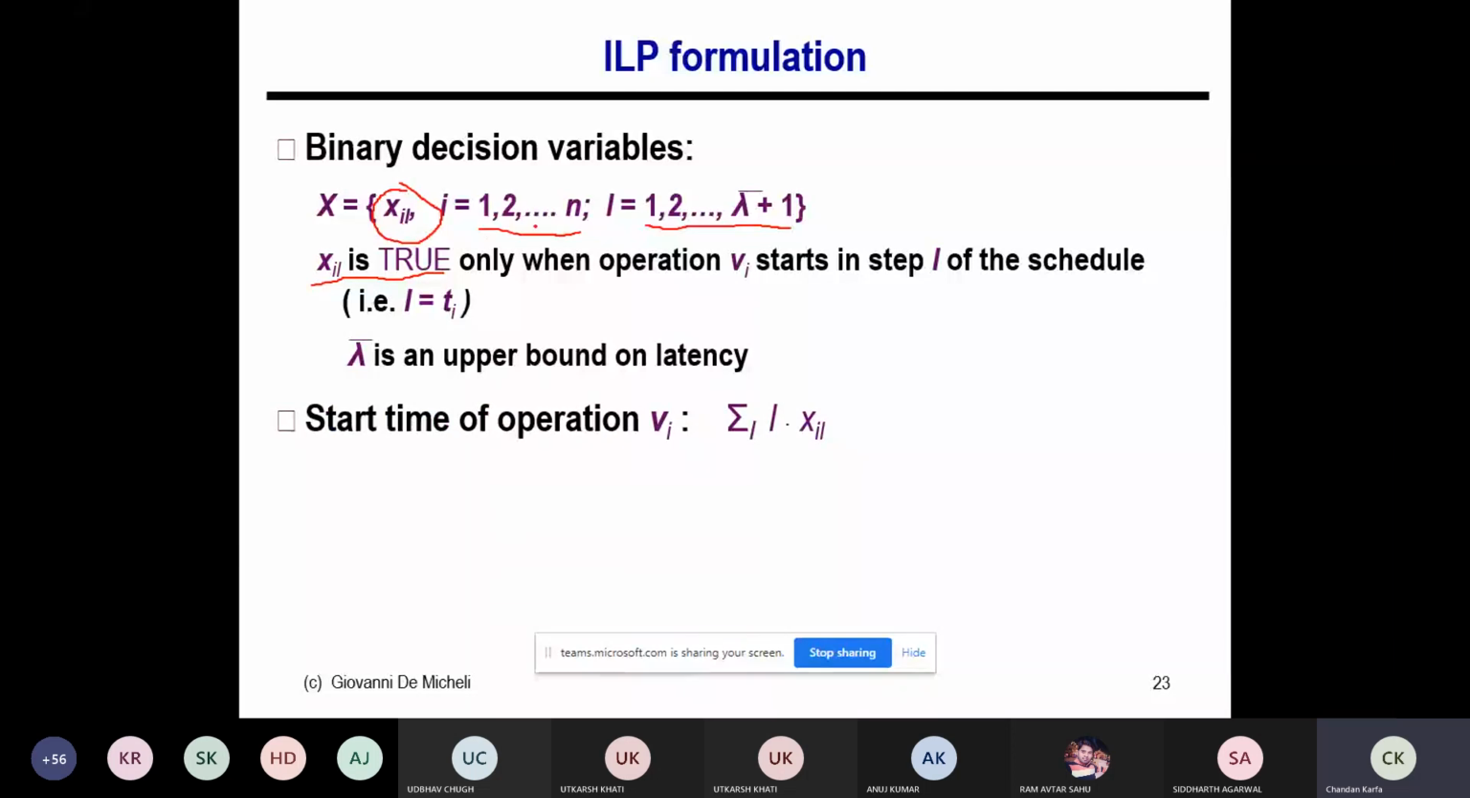So how many variables are there? It is n into lambda plus 1, right? But for a particular i, only one of the values will be 1, right? That means the unique start time. So a particular operation can start in only one time step, right? It cannot start in multiple time steps. So this particular value xil is 1 only for one L for a particular i, and the rest are 0. That is obvious. So, how can I identify the start time of a variable?